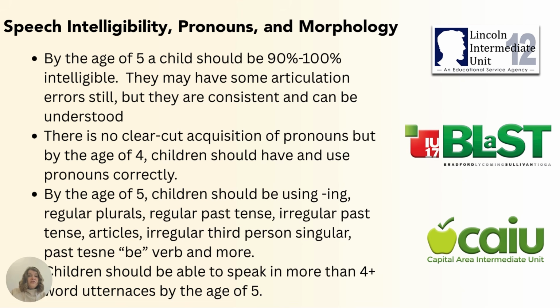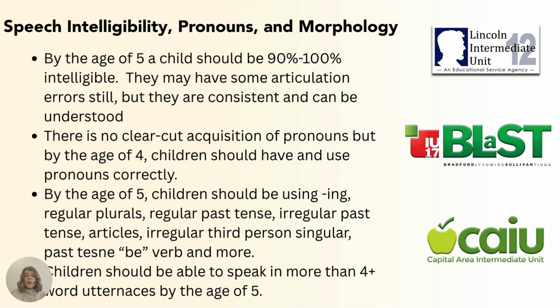When we think about our speech intelligibility and pronoun use and morphology, really by the age of 5, a child should be 90 to 100% intelligible. And when I say that, that is to a stranger. Somebody who does not know the student should be able to understand 90 to 100% of what they're saying. That doesn't mean they don't have any articulation errors, but they're consistent so you know what they're saying.